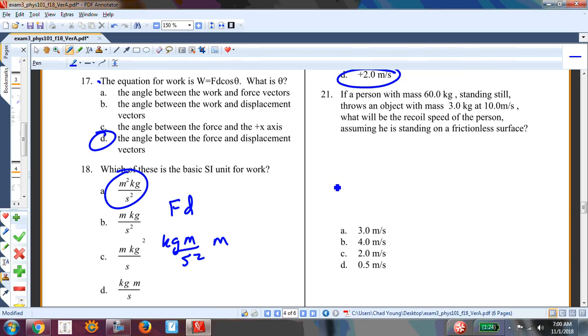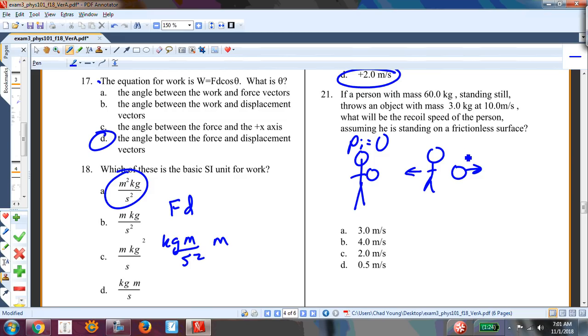All right, this is a recoil problem. I think this is straight from OpenStax. I have an object. Initially, my momentum equals 0. Then I've thrown that object, and apparently I got shorter in the process, and I go the opposite direction.